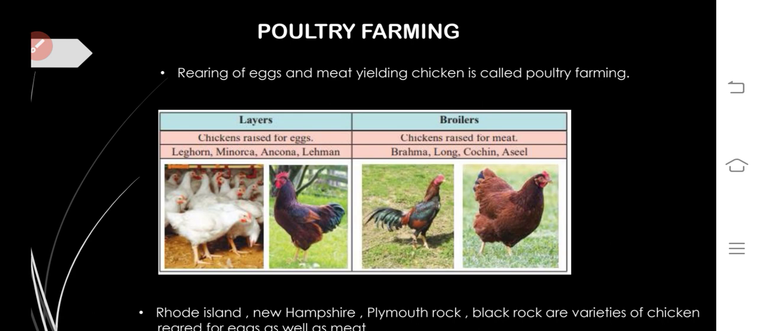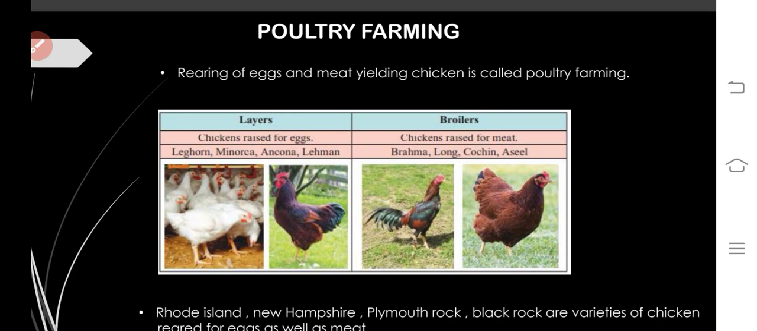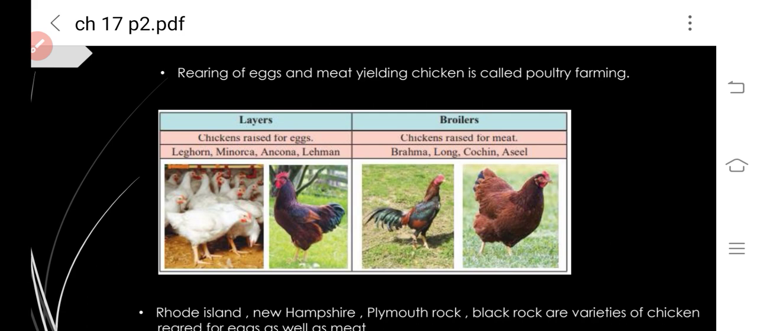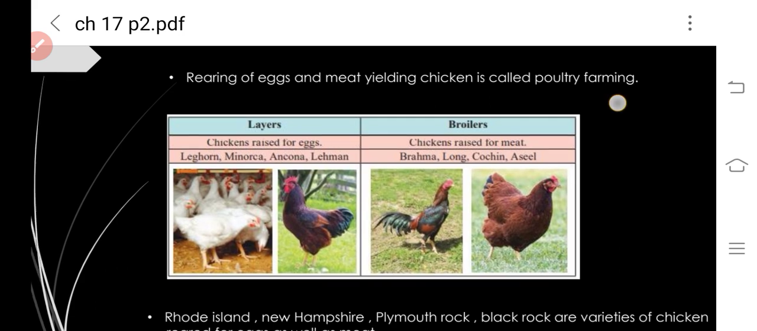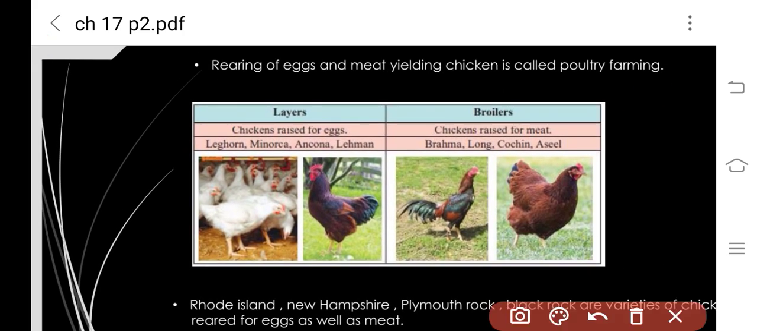सेकेंड टाइप दैट इज़ द पोल्ट्री फार्मिंग। अब पोल्ट्री फार्मिंग क्या होता है? तो रियरिंग ऑफ एग्स एंड मीट यील्डिंग चिकन in the farm is known as poultry farming. So along with the farming we can have both the types. So the objective of this poultry farming is to have the new varieties from the cross between the Indian varieties such as Asil, exotic varieties like the Leghorn, and they will produce the new quality chickens in large number.